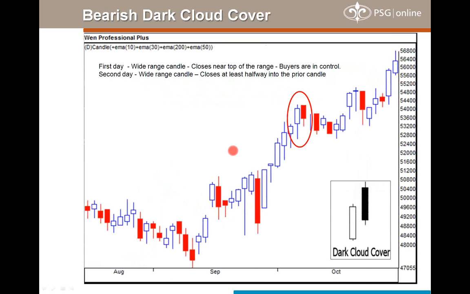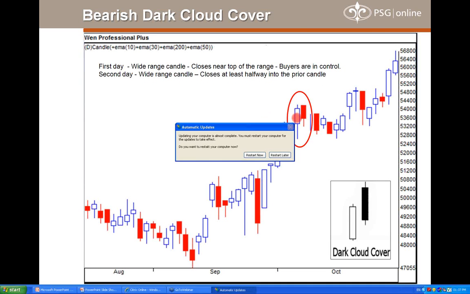Dark cloud cover, as I say, with the piercing line, that will be the bullish pattern. Dark cloud cover will be the opposite now, will be the sell. I try and scan for these kind of patterns and help anticipate a change in trend together with my stochastic indicator. You'll see just now I've done some examples of that for you. Again, the bulls are still in control.